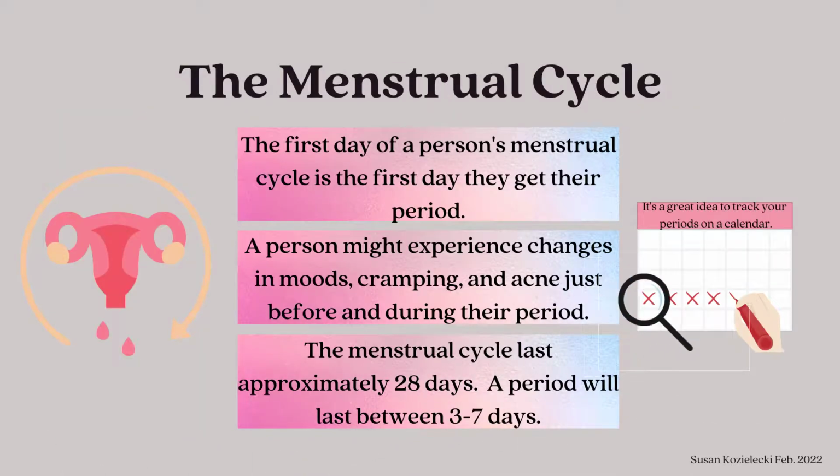The menstrual cycle. The first day of a person's menstrual cycle is the first day they get their period. A person might experience changes in moods, cramping, and acne just before and during their period. The menstrual cycle lasts approximately 28 days. A period will last between 3 to 7 days.